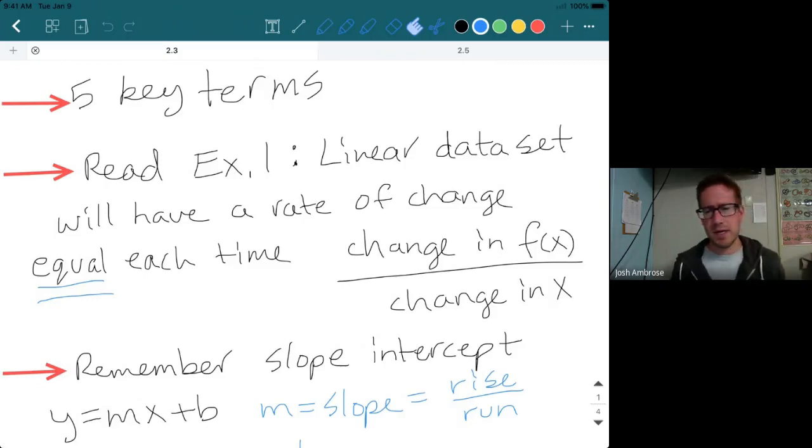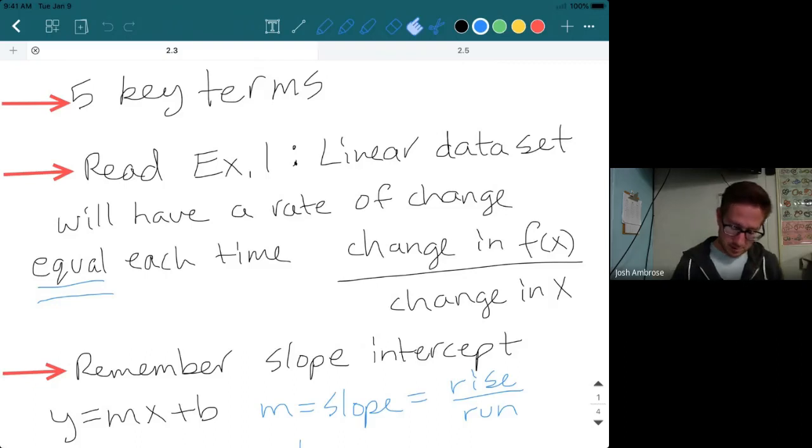The reason why is I just want to make sure that you understand this whole idea about a linear data set. So they're just going to give you a list of x values, a list of f of x values. You can think of that as your y values if you're putting this on a coordinate plane and graphing them. And for something to be considered linear when given a data set, then all of the rates of change have to be equal.